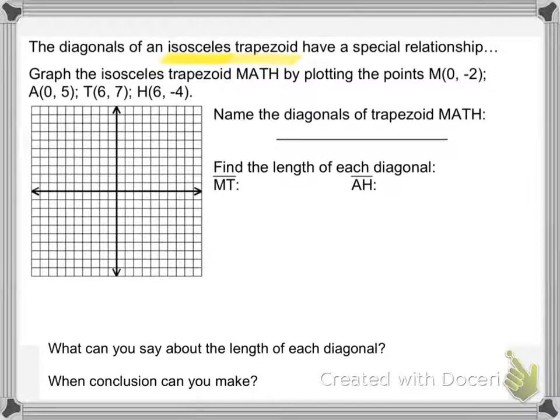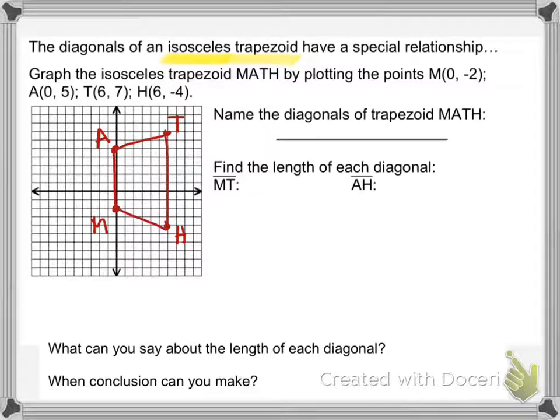The first point, M, is at (0, -2). That's right here. That's M. The next point is A at (0, 5). So that's up here. T is at (6, 7). I think it's there. Yes. And then H is at (6, -4). Okay, so let's go ahead and connect these so we can see our trapezoid.